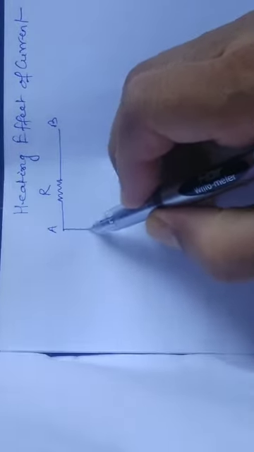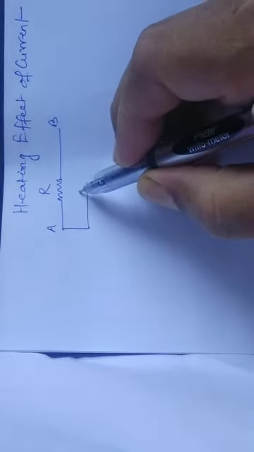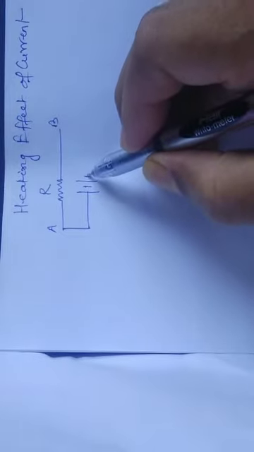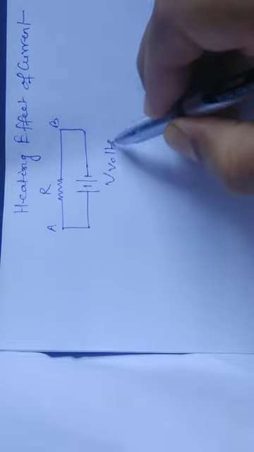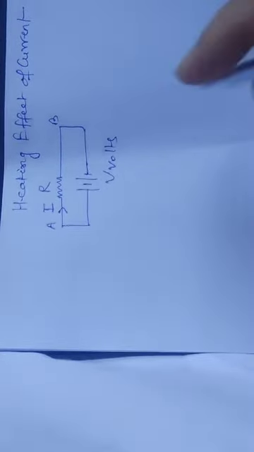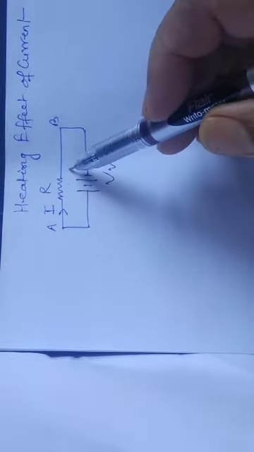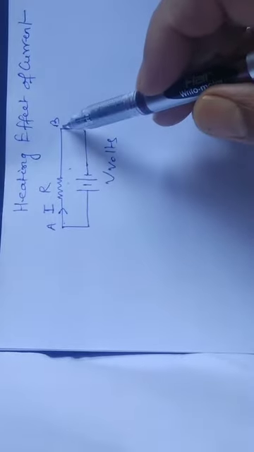So let us consider a conductor AB of resistance R. When we connect this conductor through a battery of say V volts, it sends a current I in the conductor. That is, the battery maintains a steady current I across the conductor in the direction A to B.